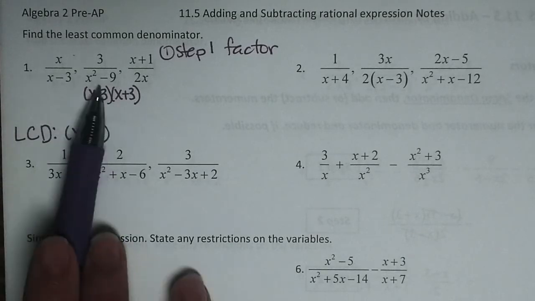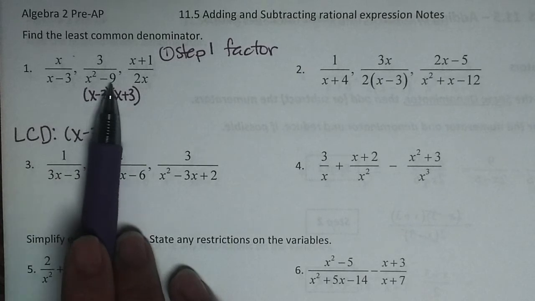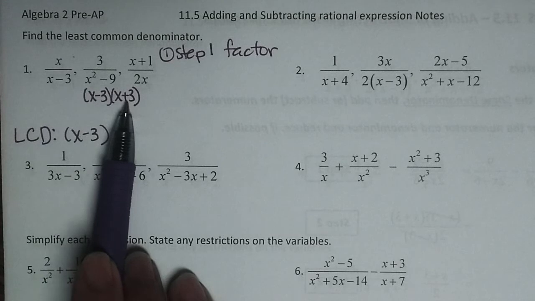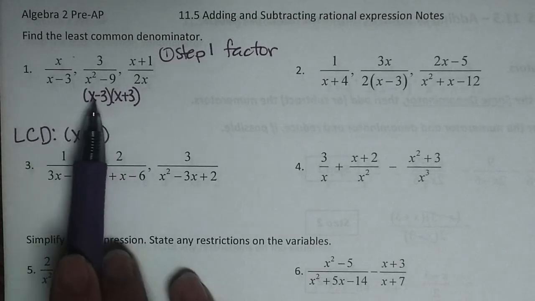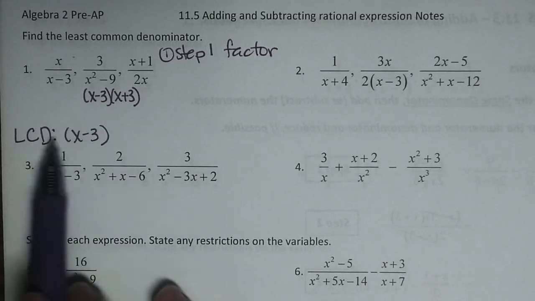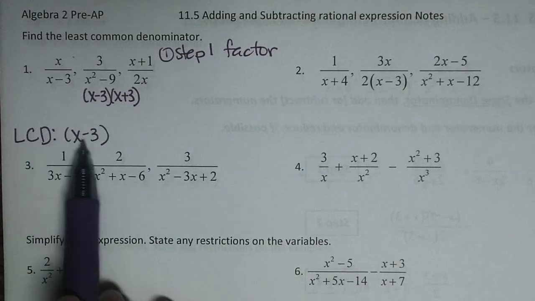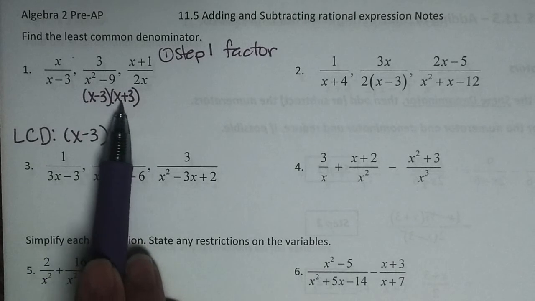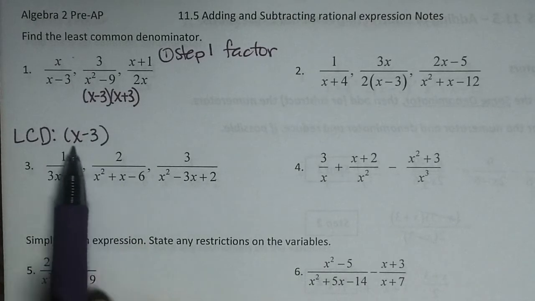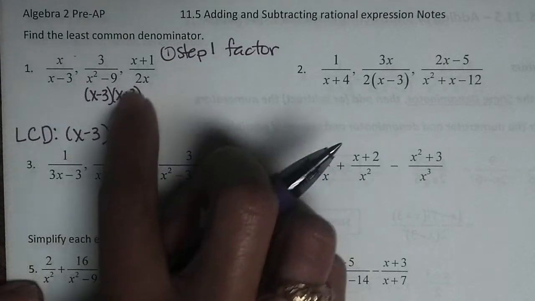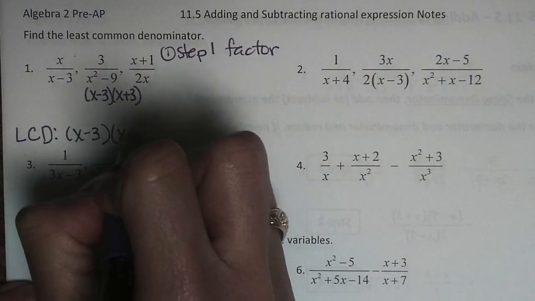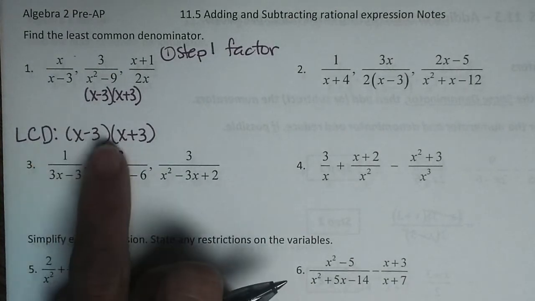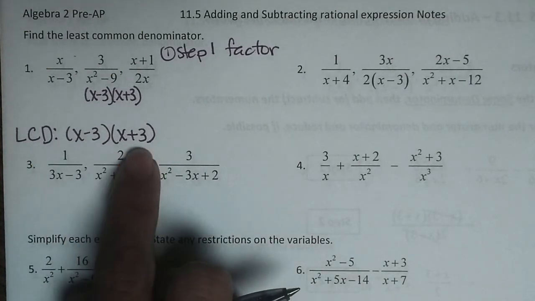Now you move on to the next fraction. Your next fraction for the denominator, it has an x minus 3 and it has an x plus 3. The x minus 3 has already been included in your answer here, so I don't have to include it again. But now you move on to the next factor, which is x plus 3. That's not included in my LCD yet, so then you have to include that one as well. So far, between my first 2 fractions, the LCD is x minus 3 times x plus 3.